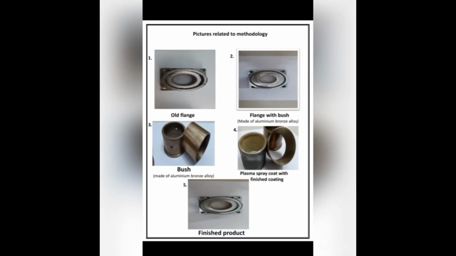These are the pictures related to our project. In the first, it's the old flange. In the second, flange fitted with the bush made of aluminium bronze alloy. In the third, we get to see bush made of aluminium bronze alloy. In the fourth, we get to see the plasma sprayed bush and then a finished coated bush. In the fifth, we get to see the finished product.